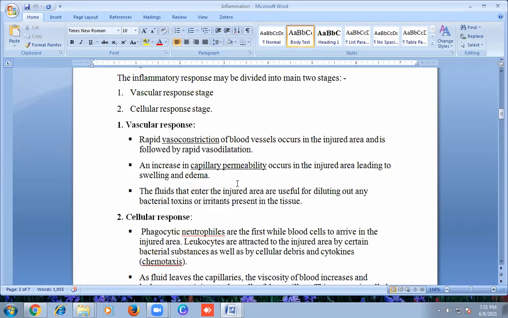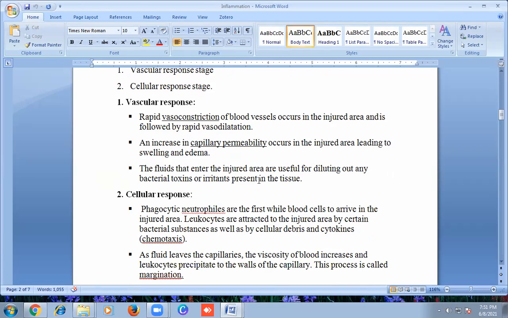And increased capillary permeability occurs in that injured area, leading to swelling and edema. Due to the permeability of that capillary, what happens? The blood will accumulate there. That we call edema, or there is a swelling due to that accumulation, due to that increased capillary permeability. Are you getting my point, all of you? Yes, ma'am.